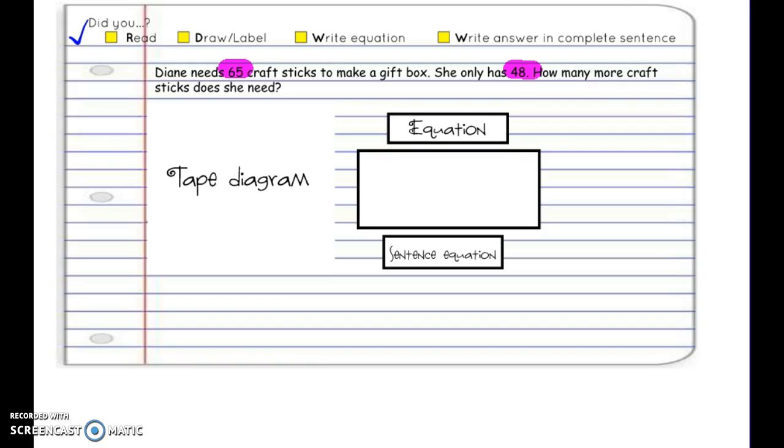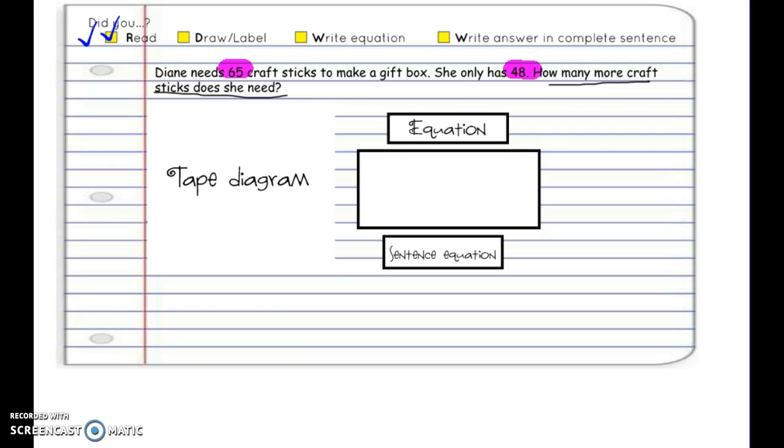Then I need to figure out what I have to do here. So Diane needs 65 sticks. She only has 48. I have to figure out how many more craft sticks she is going to need. Now that we have read the problem, found our important information, I'm going to check that off of my strategy list, and now I'm ready to draw and label.